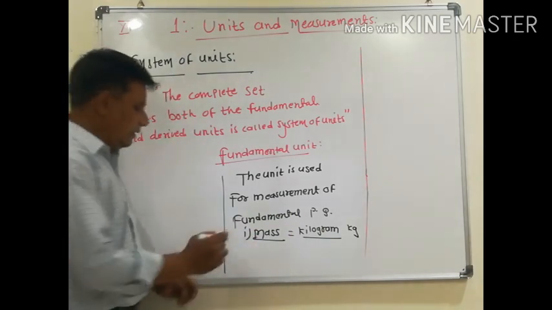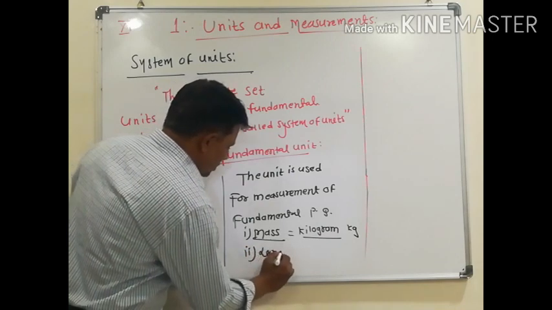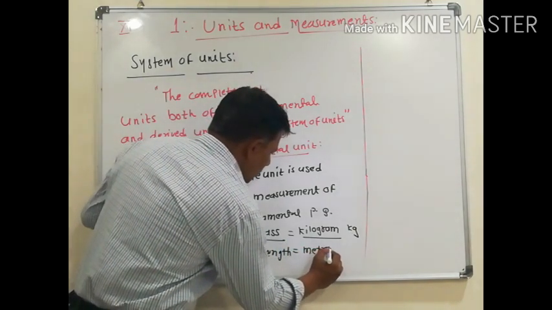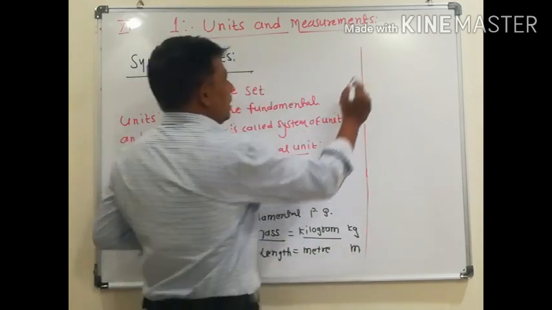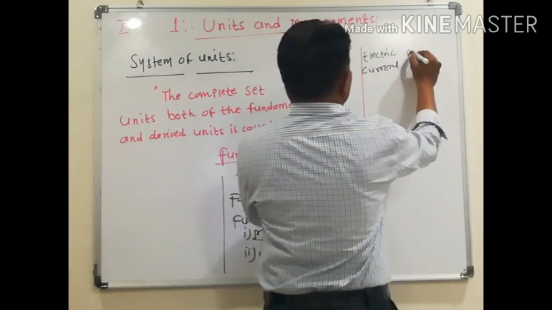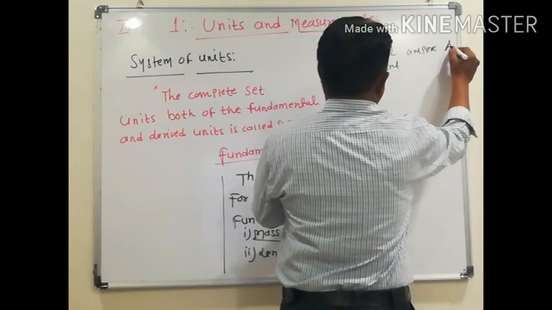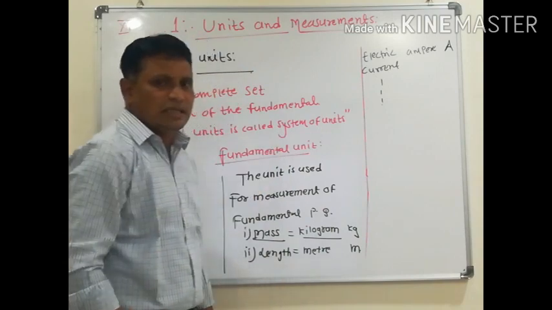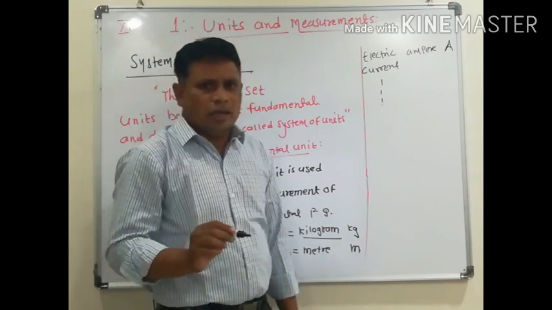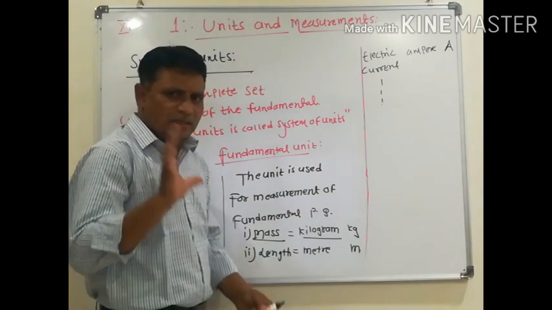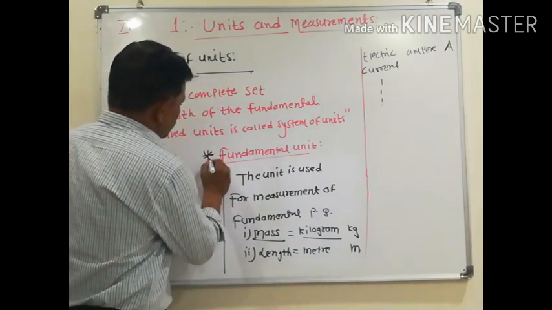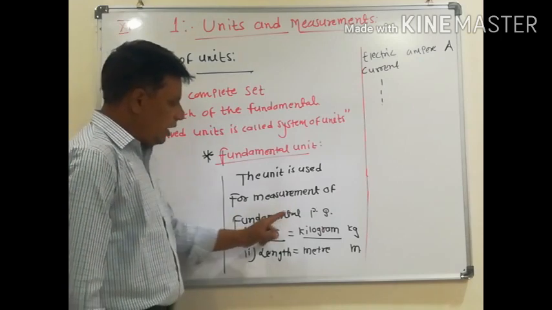Then length. Second one is length. Length is a fundamental physical quantity. The unit is meter. Symbol is m. Then electric current. What is the fundamental unit? It's ampere. Symbol is capital A. Then we have luminous intensity, amount of substance, mole, candela, then temperature. These are the seven fundamental quantities. So we have seven fundamental units plus two supplementary units, okay. So this is about the fundamental unit. The unit is used for measurement of a fundamental physical quantity.